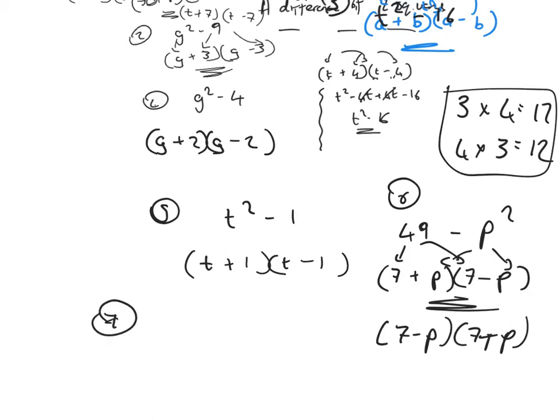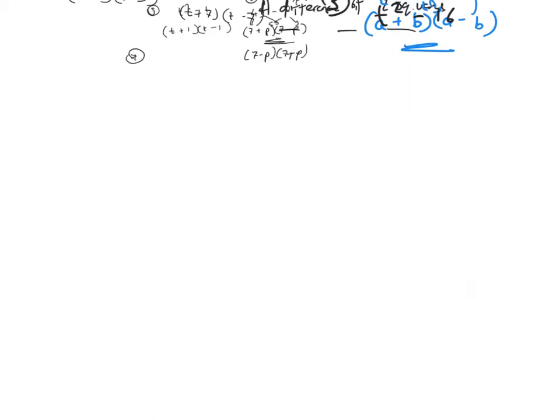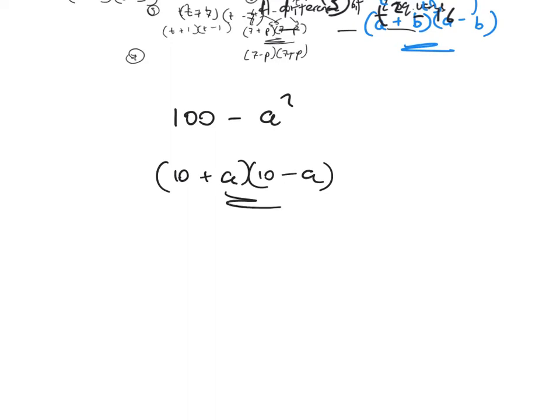Okay, example 7, let's go for 100 minus a squared. Okay, bracket with a plus, bracket with a minus. Square root of 100 is 10. The square root of a squared is a.